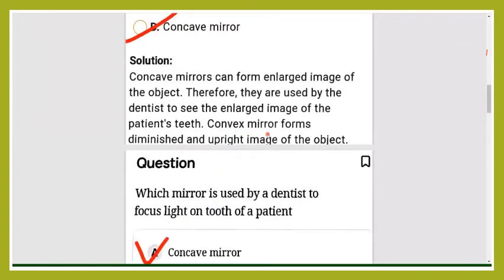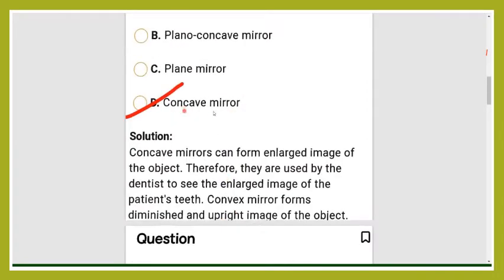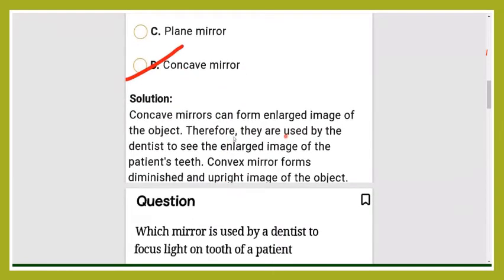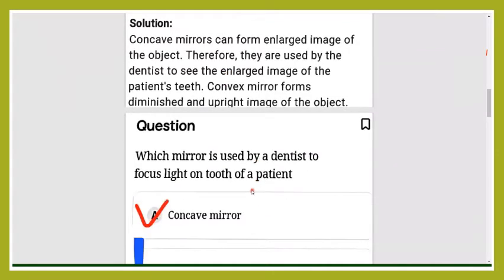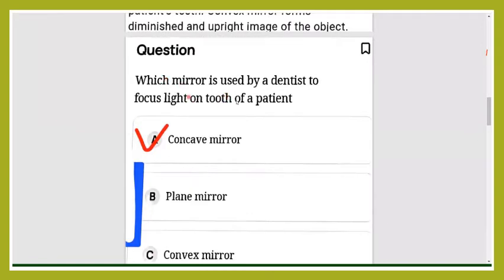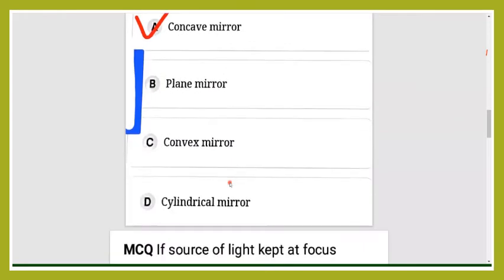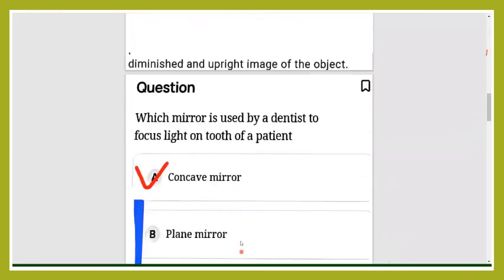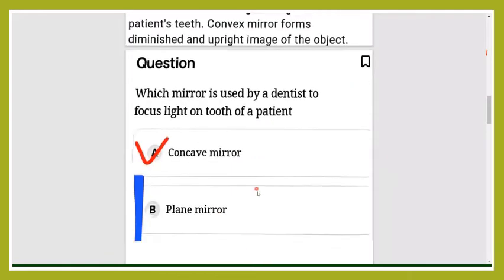On the other hand, convex mirrors will always form diminished image. So the correct answer here is concave mirror, and that's why they are also used by dentists to see the patient's teeth. Next question is the same one. Which mirror is used by dentists to focus light on tooth of a patient? So again, as I said, since it forms a large image, it is concave mirror. Used by dentists is concave mirror.